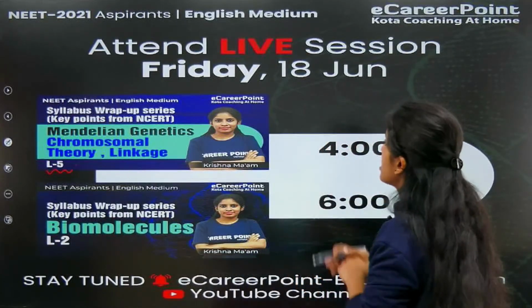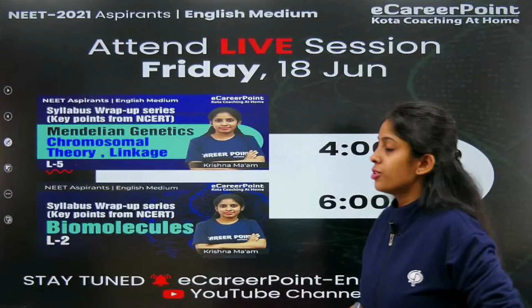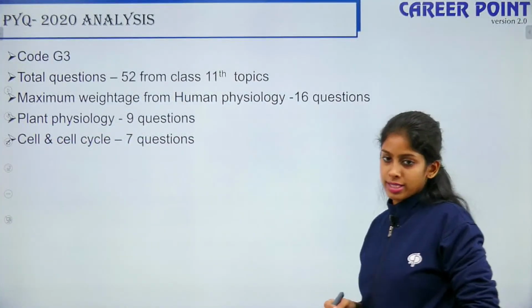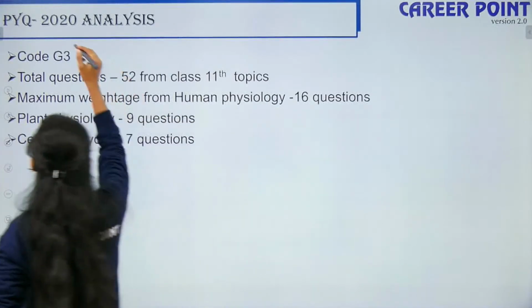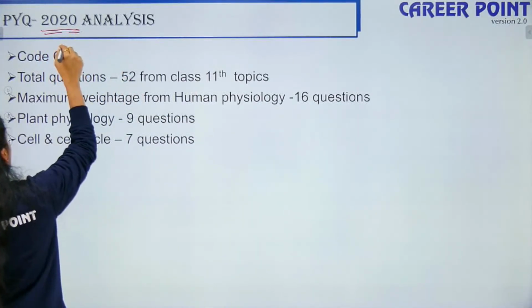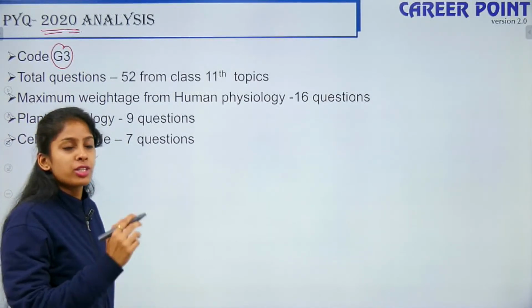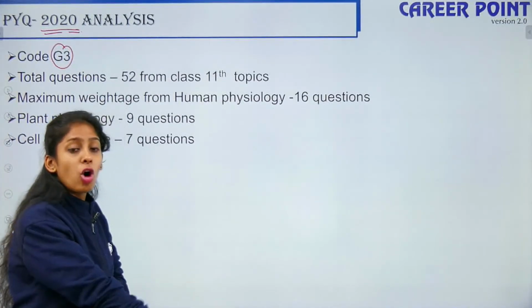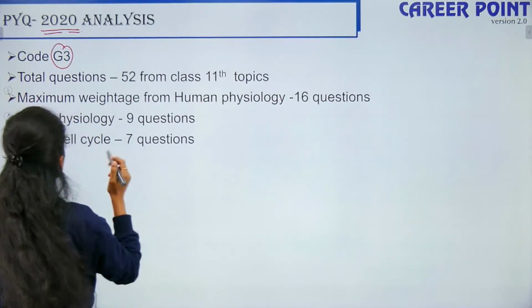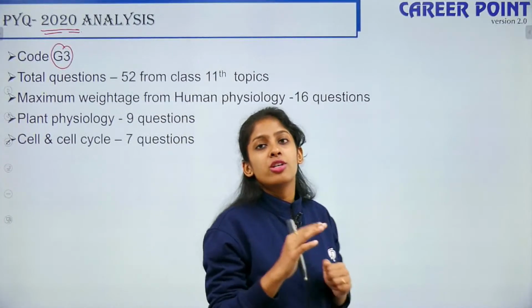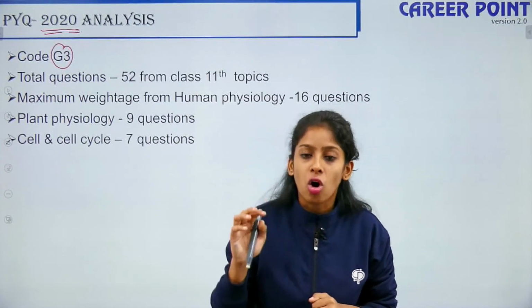All right, so this is my schedule for tomorrow. Today let's talk about the previous year questions. The paper that I have chosen is the 2020 analysis. There are various codes of the paper. The questions do not change, only the order of questions shuffles. The question paper that I went through was the G3 code. You might have any code, but that does not matter because only the order differs.